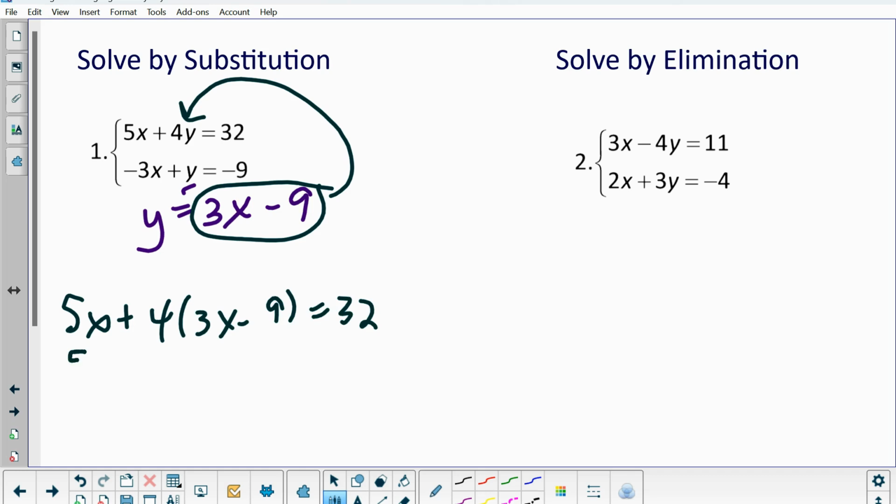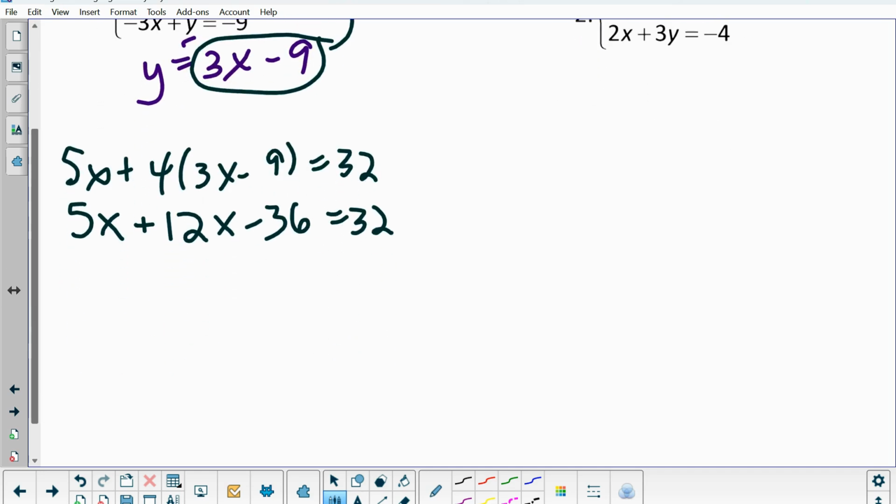So now I have 5x, distribute the 4, 12x minus 36 equals 32. Combine like terms. 5 plus 12 is 17x. Add 36 to the other side. That is 68. Divide 68 divided by 17.